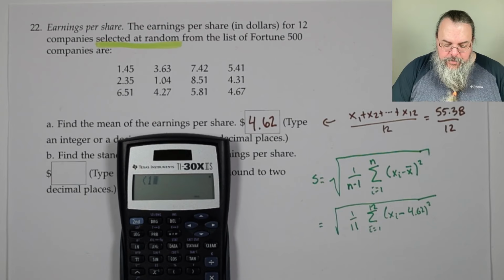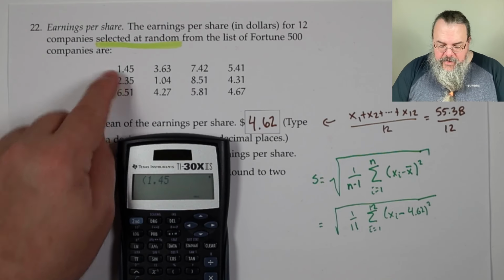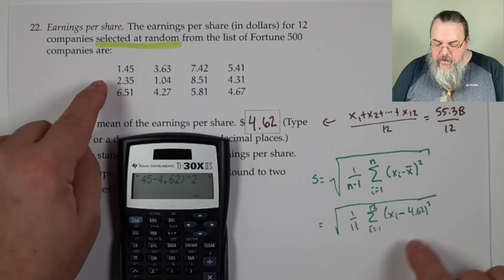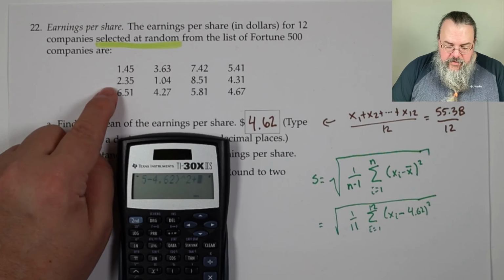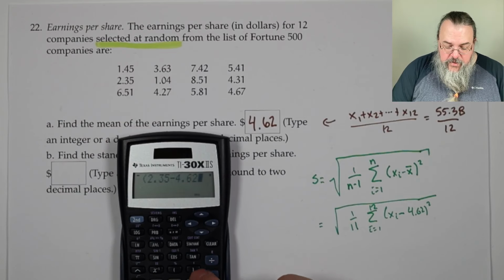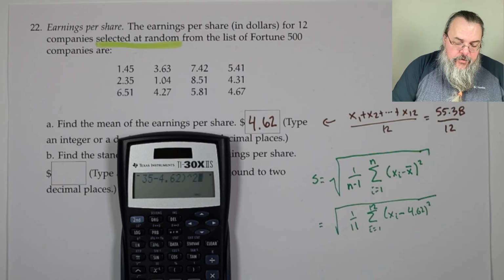Parenthesis, 1.45, right? That's our first number. Subtract our mean, 4.62, parenthesis, squared. Okay, so that's the first number. Plus, next number, 2.35, subtract 4.62 squared. All right, I'm going to keep track.